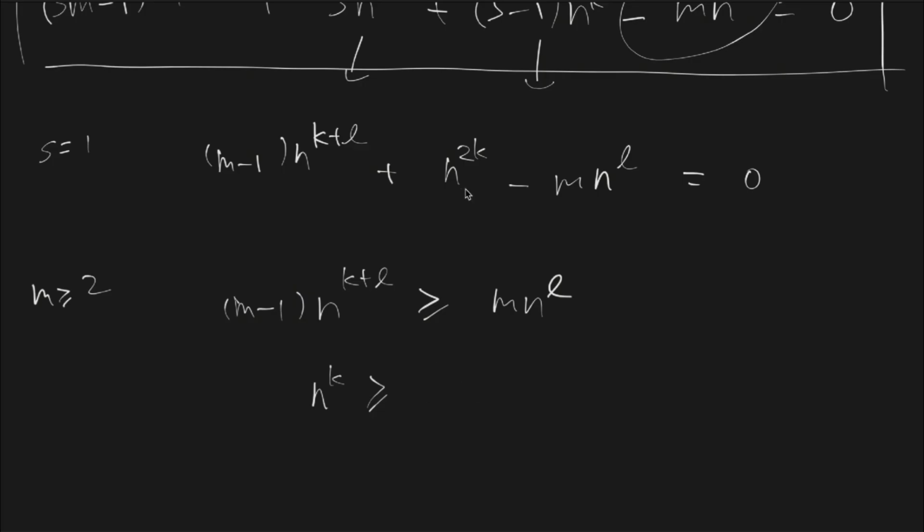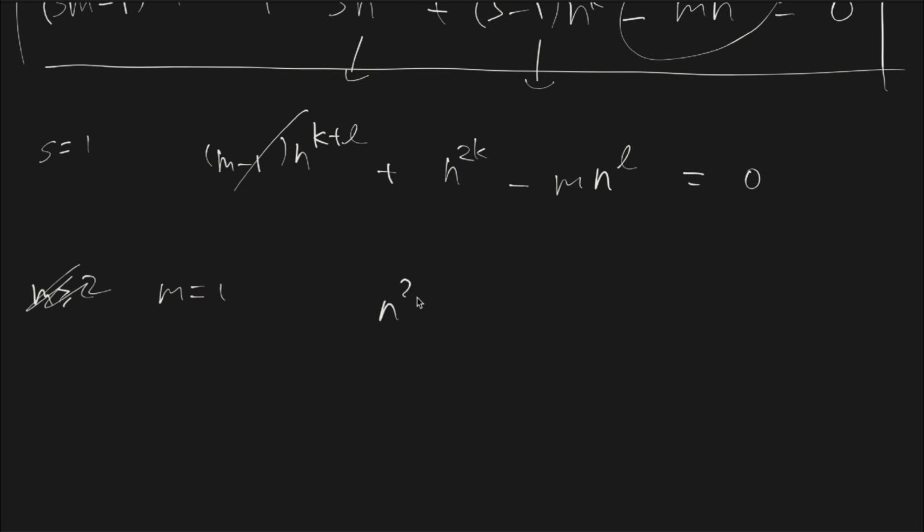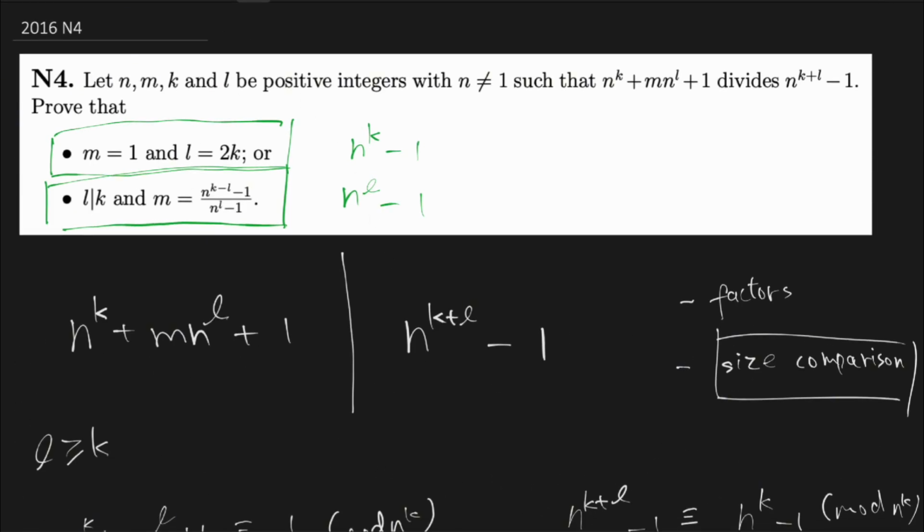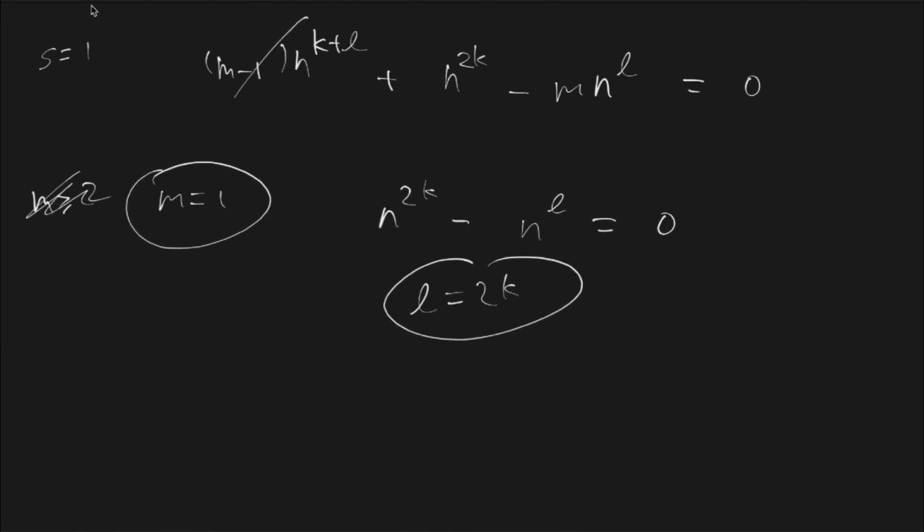Okay, so we get that m must be equal to 1, and so in that case, if m is equal to 1, the first term has m minus 1, will just go away. And so we should be left with n to the 2k minus n to the l is equal to 0, which just means that l is equal to 2k. Alright, so m equals 1, l equals 2k, that's our conclusion, which if we check up here is actually exactly the same as this one. So yeah, that matches, and then we have done the first case. And there should be no holes here.